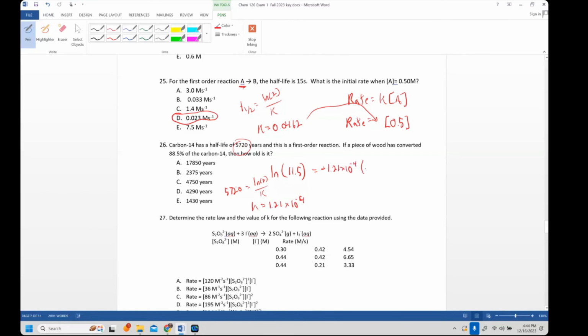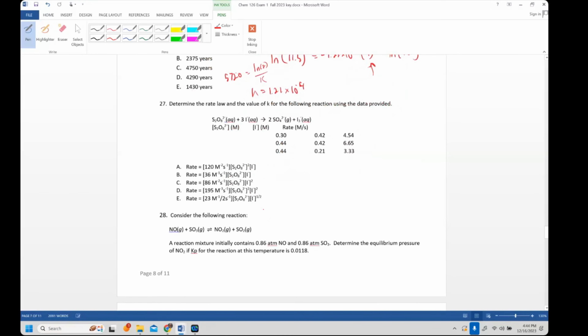And we're looking for how old is it? So we don't know our t value. T is going to be in years, and then plus the natural log of A0. A0 would be 100. Because if 88% of it is gone, we have 11.5, so then we start out with 100. Or we can start out with 1 and do 0.115. Same thing. And then you can solve for t, and this will get your answer.